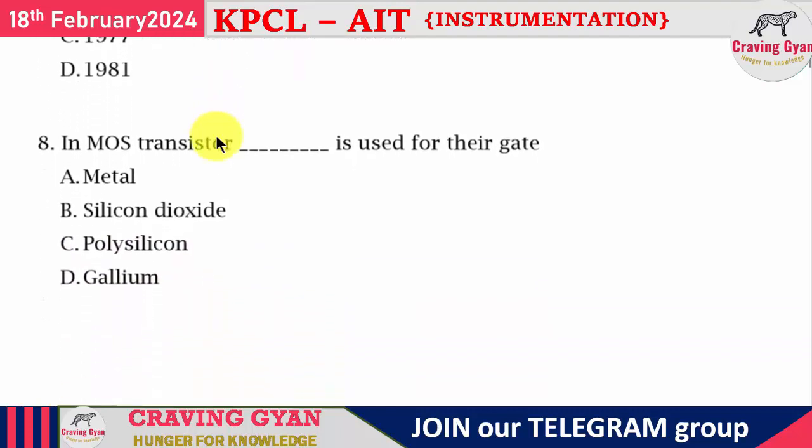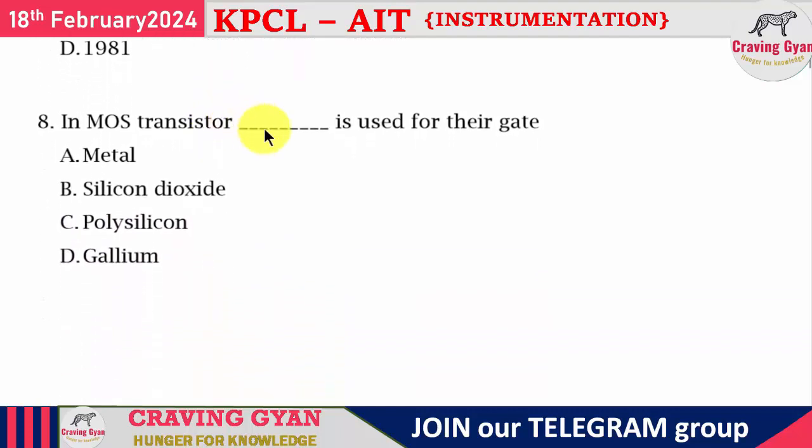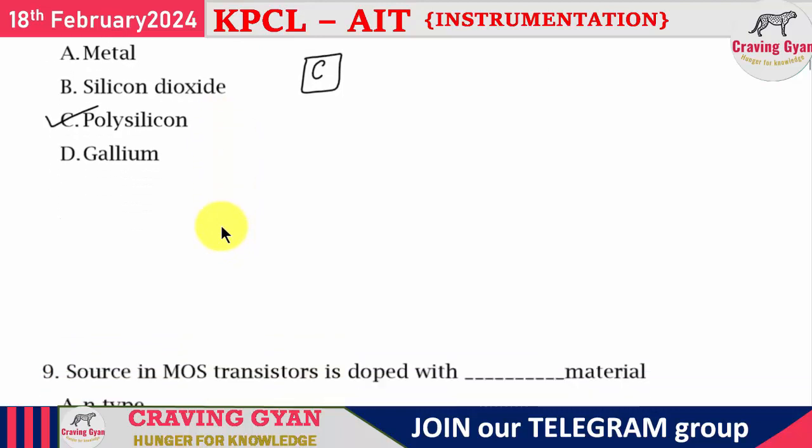Ninth question is from CMOS. In the case of MOS transistor, dash is used for the gate, or dash will be acting like a gate terminal. So we are going to make use of polysilicon. Option C is going to follow. So you will be having the channel, on top of it you will be having the dielectric, or you can call it as a thin oxide. On top of it you are going to lay a polysilicon, which will be acting like a gate terminal. Option C is going to follow.